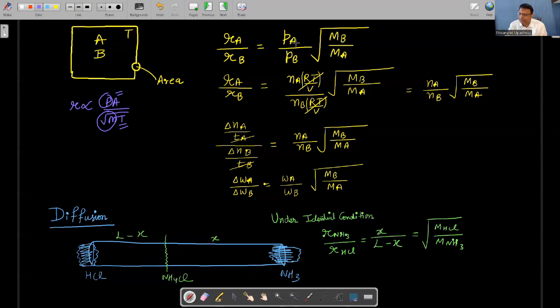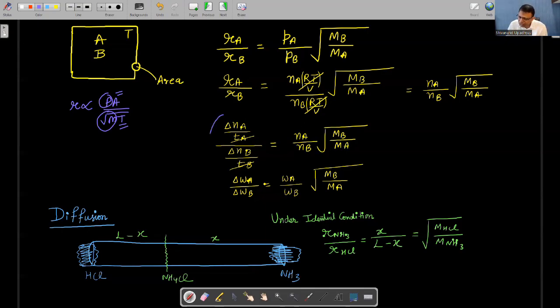And the partial pressure of gas A is number of moles of gas A times RT by V, and for gas B, number of moles of gas B times RT by V. RT by V will cancel out because they are present in the same container, so temperature and volume will be the same. So we can also write that the rate of diffusion of gas A upon the rate of diffusion of gas B is equal to the number of moles of A upon the number of moles of B, times the square root of the ratio of molar masses. This relation can further be simplified.